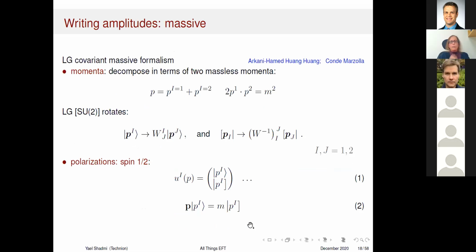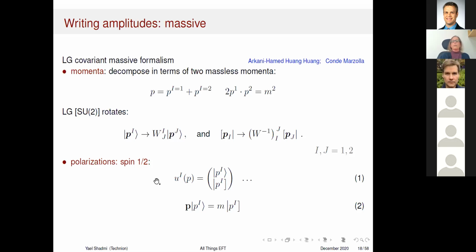Okay, now let's go to massive amplitudes. So there's a very nice formalism introduced by these guys, which is little group covariant. And here the idea is that you split each momentum in terms of two massless momenta. So we call these P1 and P2. This index I labels, takes the values 1 and 2. And the little group of the particle with momentum P rotates between P1 and P2, the P1 and P2 angle spinors, and similarly the square spinors. So momenta are written in this way.